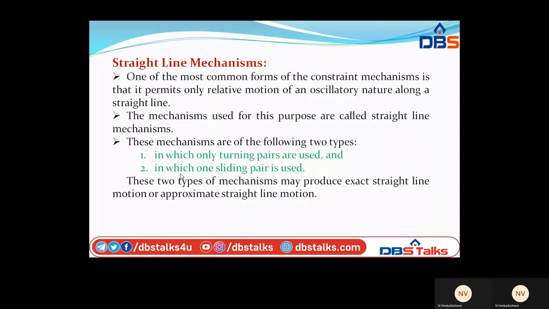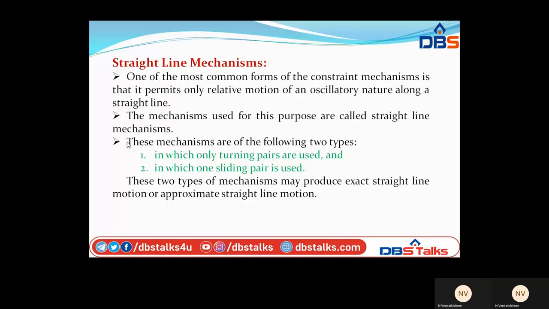It means the oscillatory motions will form the straight line nature, and the mechanisms used for this purpose are called straight line mechanisms. Actually we have two types of mechanisms, which have turning pairs and another where one sliding pair is used. One mechanism is based only on turning pairs, and the second type has one sliding pair, the other may be a turning pair or a sliding pair. The main thing is these are the two varieties.